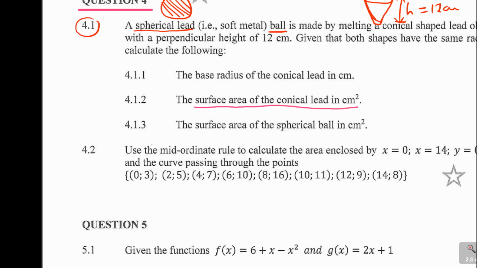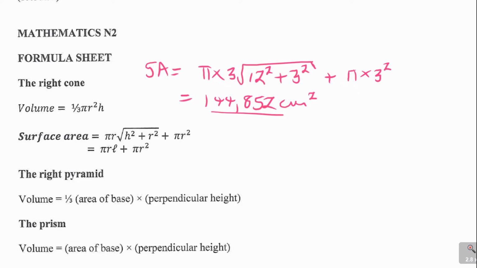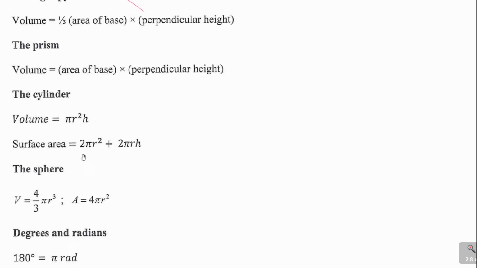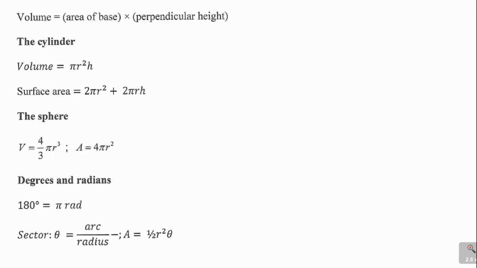The other question, 4.1.3, is the surface area of this spherical ball in centimeters squared. Now they want the surface area of the ball. Again, you come here, you look at your formulas, and I think we have the surface area of the sphere. There it is. So a simple thing: area A is 4 times pi, r was what? 3 squared. And then you also get the answer there.